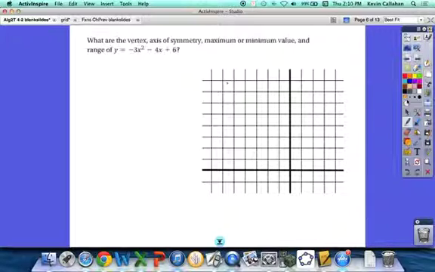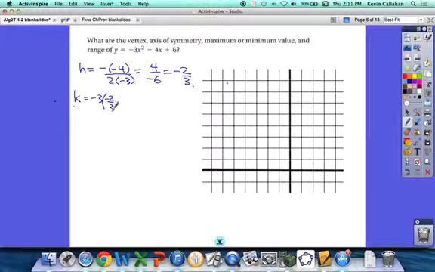Okay, let's see. The first thing, let's find our vertex. H equals negative b over 2a. This time the b itself is negative. So it's negative 4 over 2 times negative 3, which is 4 over negative 6, which is negative 2/3. Okay. Find the k. How are we going to find the k? Plug it in, right? I don't like that we're dealing with these fractions, but we should be able to deal with fractions.